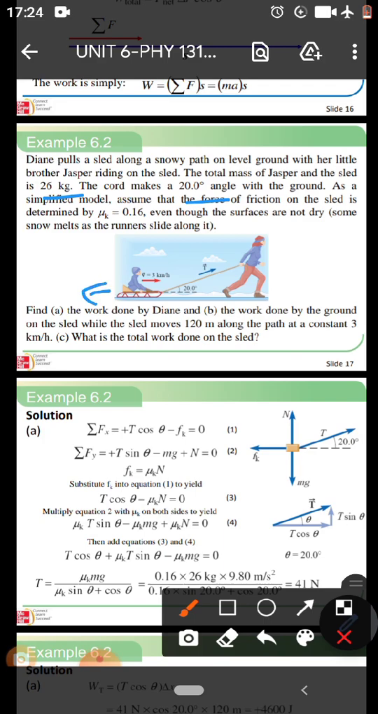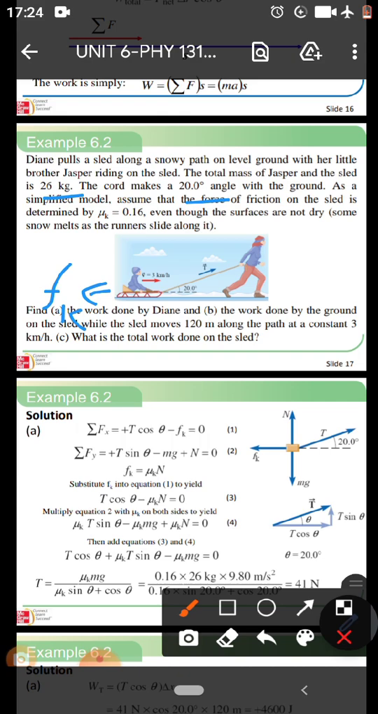On the sled, and then the force of friction. The friction on the sled is determined by the frictional constant, which is 0.16, even though the surfaces are not dry.